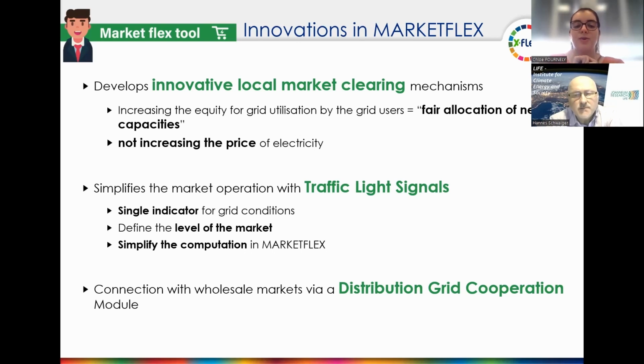And finally, talking again about the TSO-DSO cooperation, which is quite a hot topic at the moment. We have what we call the distribution grid cooperation module. And as you can see, this gives some power to the DSO to actually make sure that whatever is connected to their grid and goes to the TSO market or wholesale market to bid there, the DSO, thanks to MARKETFLEX, can be sure that the grid conditions will be respected. That's MARKETFLEX in short.